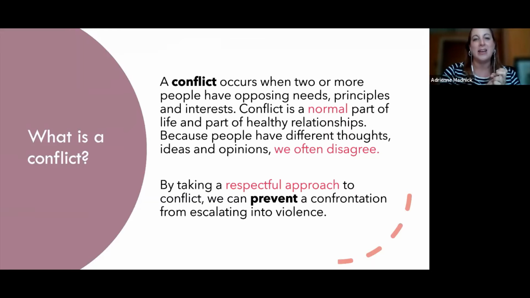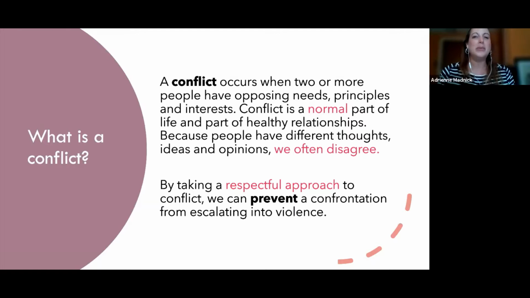You have to understand, even though we don't like conflict in our lives, it is a normal part of life. And actually, it's a part of healthy relationships. You would think that if you're in love and you have a great relationship, you never fight. That's not true. There's always going to be conflict about something.